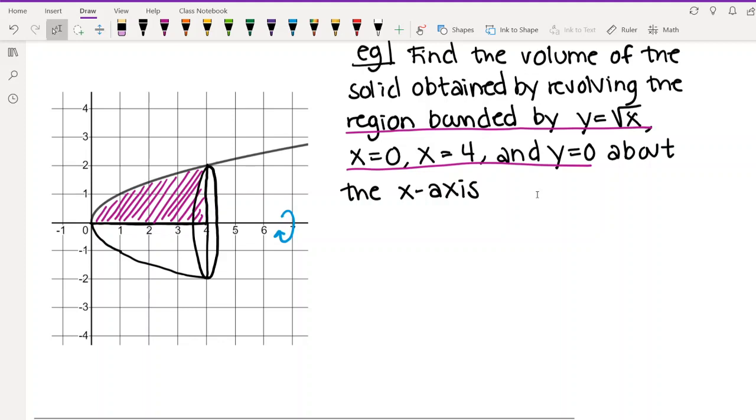Okay, so how are we going to find the volume of this thing? Well, we saw on the last page that we want to do an integral of an area function.